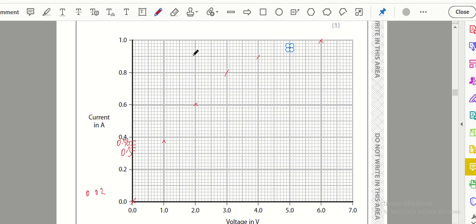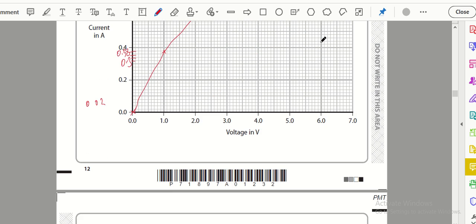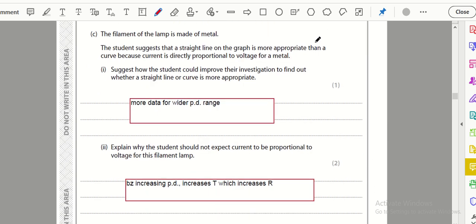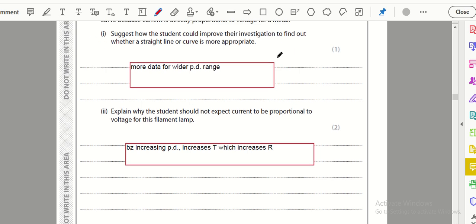Draw a curve of best fit. We will just join these points together. The filament of the lamp is made of metal. A student suggests a straight line on the graph is more appropriate than a curve because current is directly proportional to voltage.